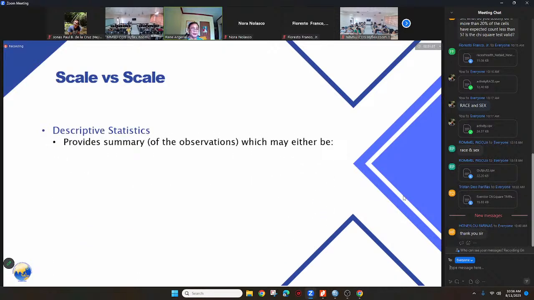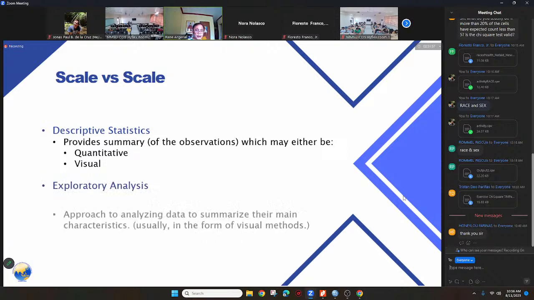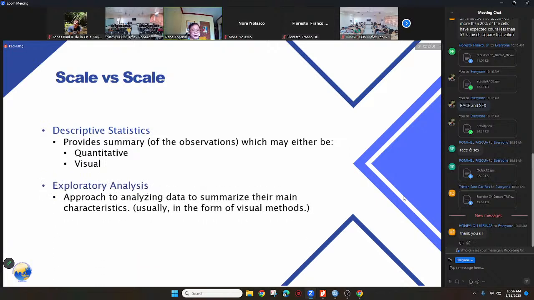So what is the purpose of doing descriptive statistics? It will provide us the summary of the data or of the observations, which may either be quantitative or perhaps visual. Exploratory analysis is an approach to analyzing data to summarize their main characteristics, usually in the form of visual methods.